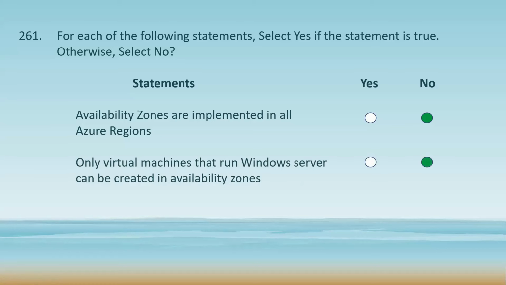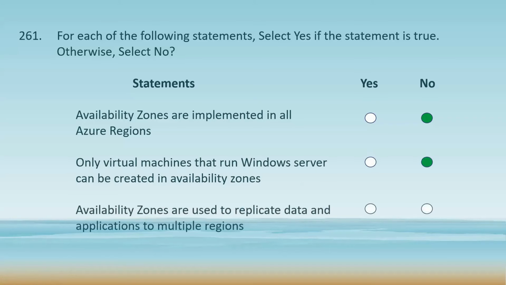You can run Linux VMs as well in availability zones. The third statement is availability zones are used to replicate data and applications to multiple regions. And this statement is also incorrect because region pairs are used to replicate data and applications to multiple regions, not availability zones. Availability zones replicate your data within a region. Friends, as usual, pay attention to keywords. If we change multiple regions to within a region, then this statement becomes true.